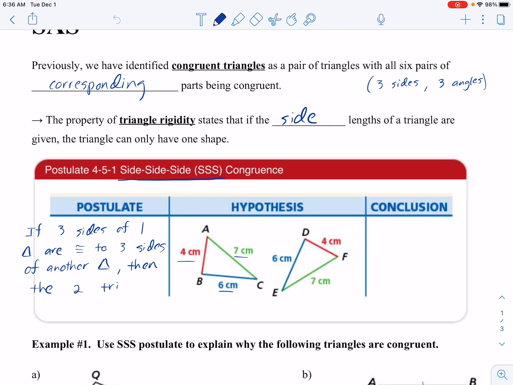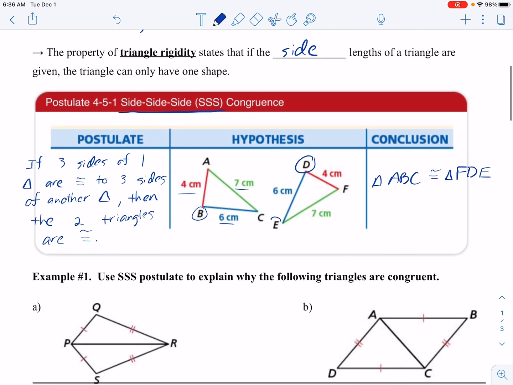B is between the 4 and, let's finish this statement. Then the 2 triangles are congruent. Great. Our congruent statement was triangle ABC being congruent to. A is in between the 4 and the 7, so is F. And then B is in between the 4 and the 6, and so is D. So we would say FDE.